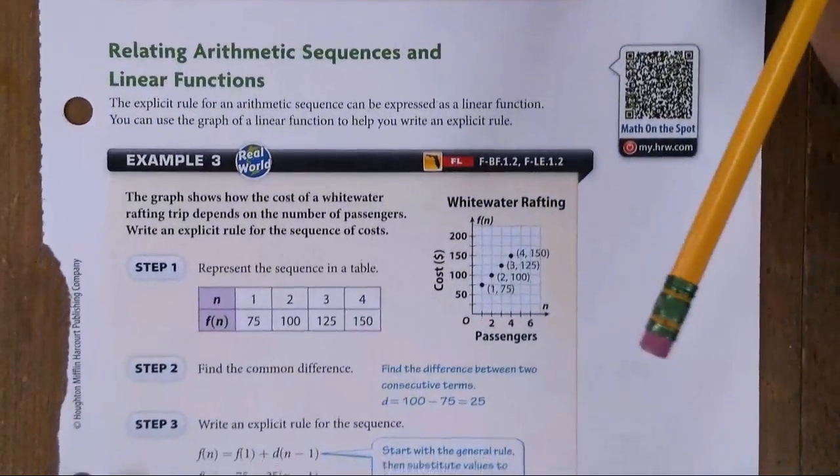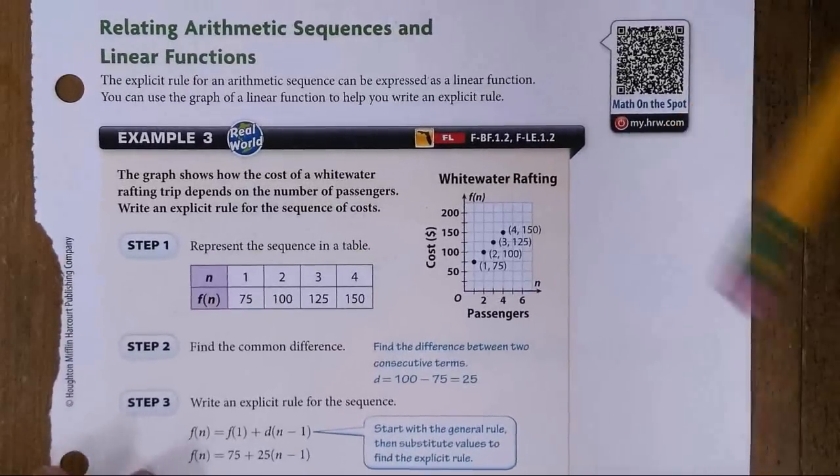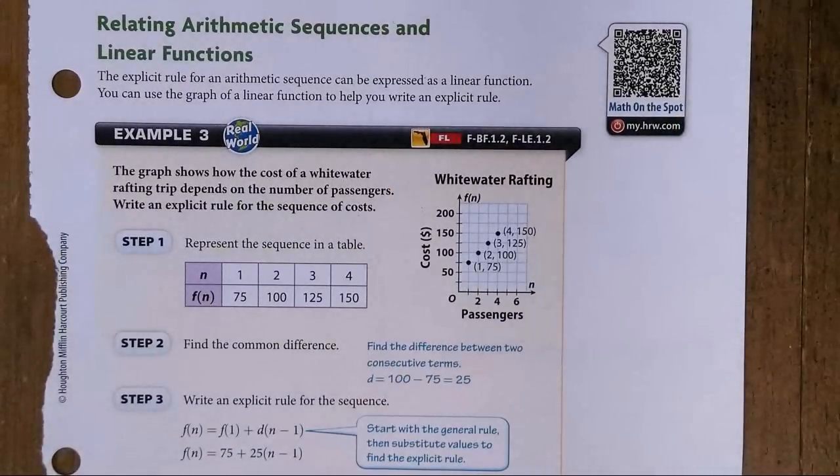Now relating arithmetic sequences and linear functions. Alright, so the explicit rule for an arithmetic sequence can be expressed as a linear function. You can use the graph of a linear function to help you write the explicit rule. Okay, so this is basically doing the exact same thing, only instead of them giving us a table, you're looking at it from a graph.